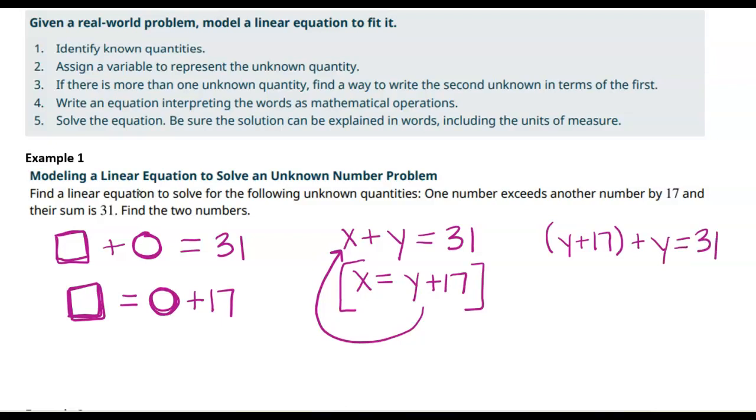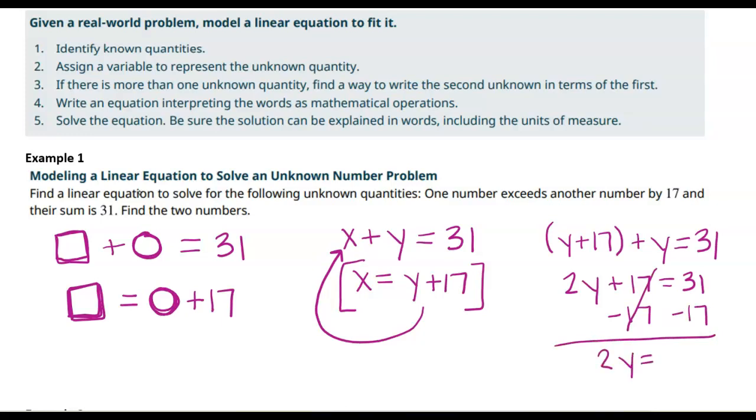Since I'm adding here, I can drop these parentheses without any worry and get that 2y plus 17 gives me 31 when I combine like terms. And then I'm going to solve this like a linear equation, subtracting 17 on both sides. I end up with 14 on the right-hand side, dividing by 2, and I get that y must be 7. If y is 7, then I can plug back in here to solve for x. x must then be 24.